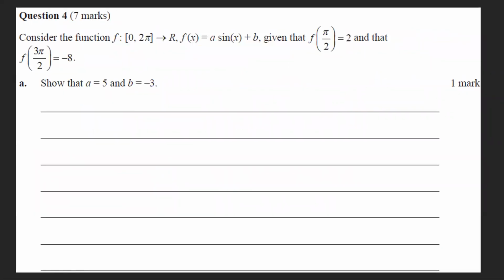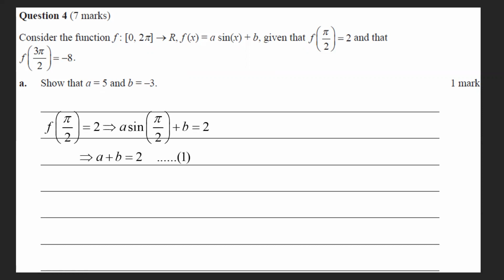Now let's look at question 4. 7 marks, a lot. It has multiple parts. Consider the function f from 0 to 2 pi. f of x equals a sine x plus b, given that f of half pi equals 2, and that f of 3 pi on 2 is -8. So you want to show that a equals 5 and b equals -3, because the answer is in front of you. What matters is your sequence of derivations or steps.